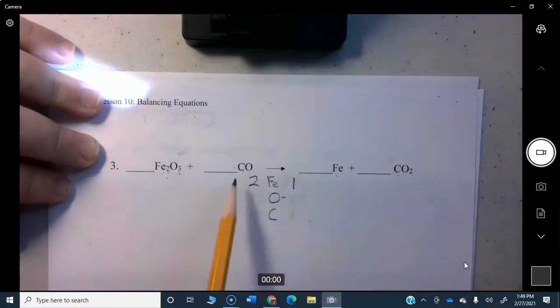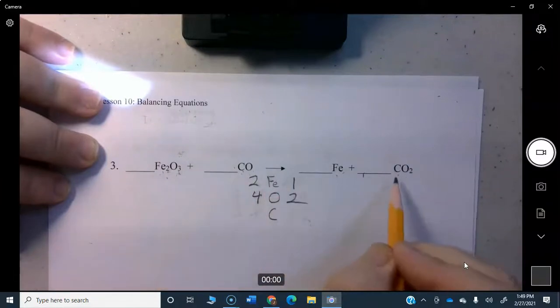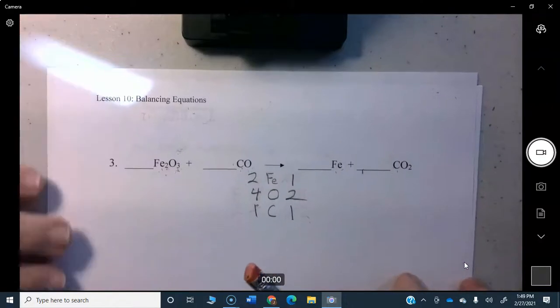There's 3 here. There's 1 more here. Again, everything on the left side, that's 4. Over here is a 2. And carbon, we have 1 and 1. Carbon's already in balance. Okay.